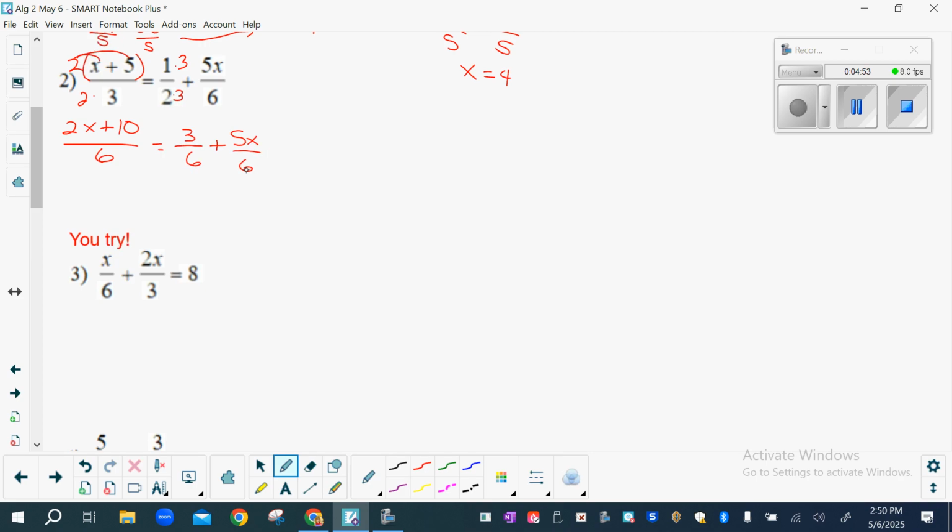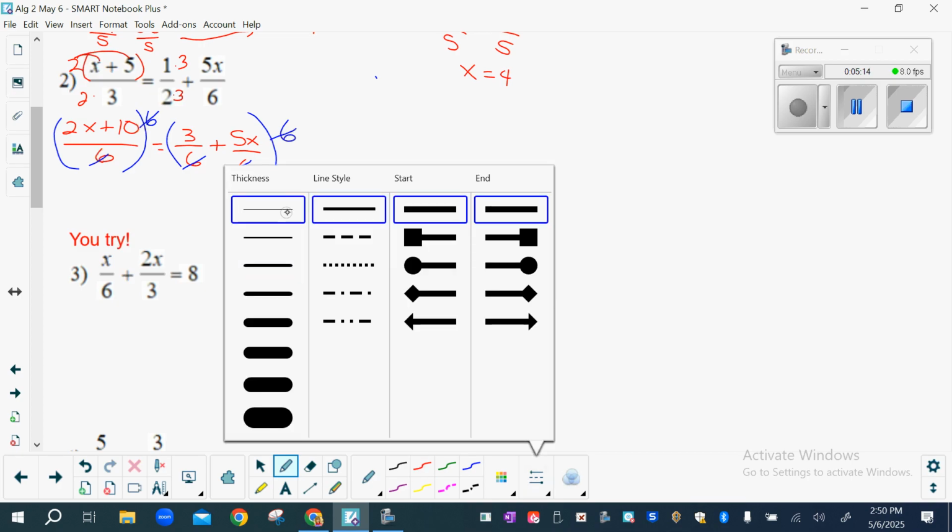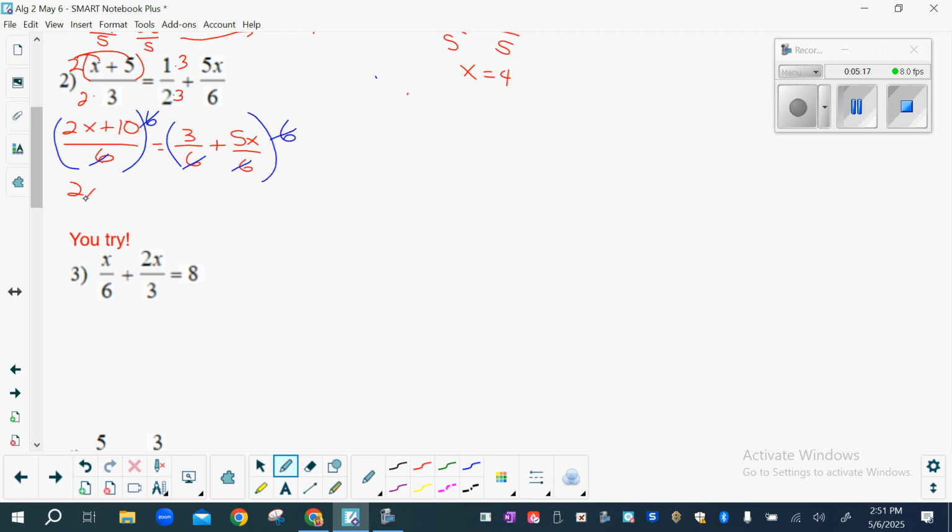So back to this group again. What do we do next to solve it? Multiply by 6 on both sides. Get rid of that denominator. And when we do that, what happens? Yep. So 2x plus 10 equals 3 plus 5x. So this group back here, what would we do next to solve that? Good, good. Vocabulary. How would we combine the like terms?